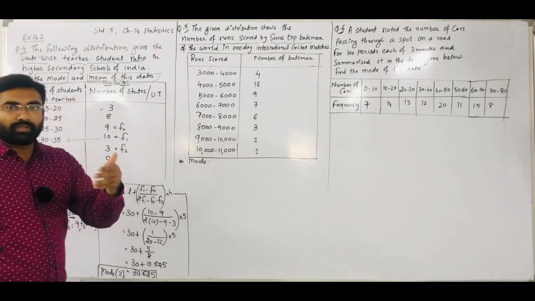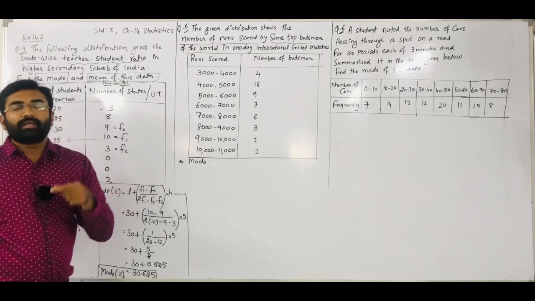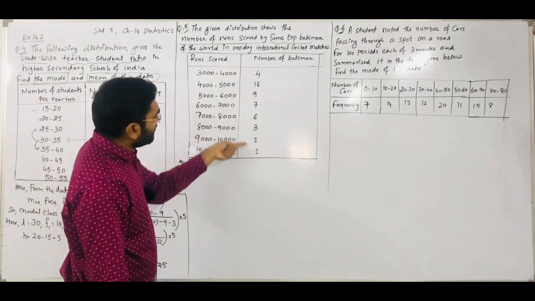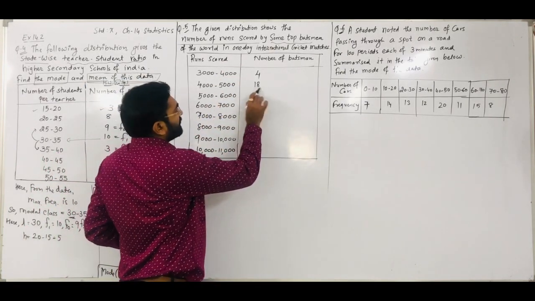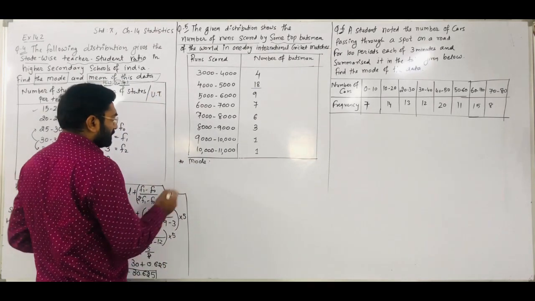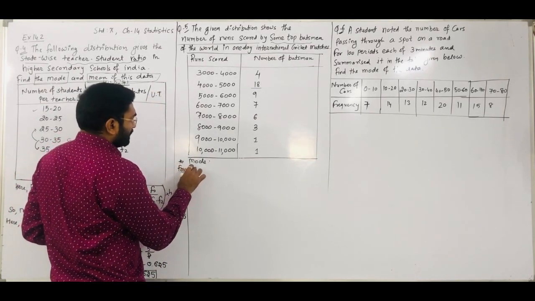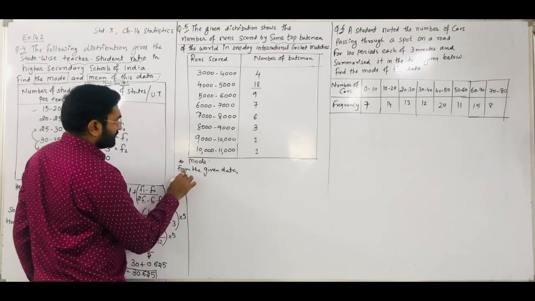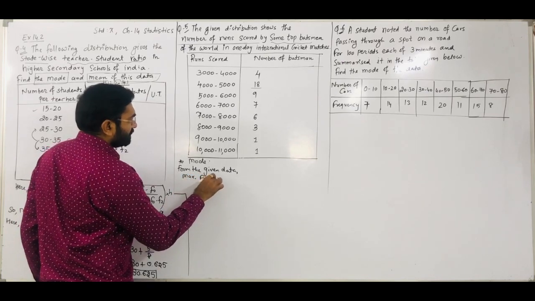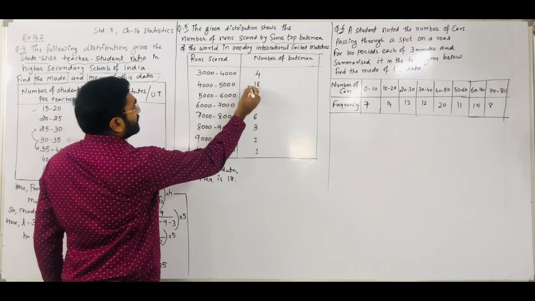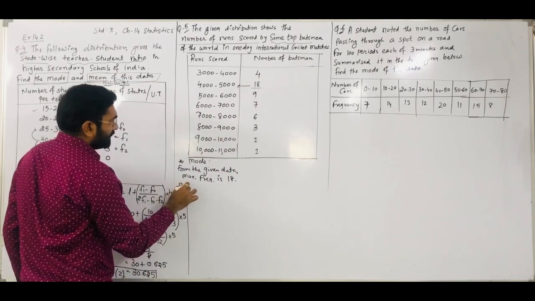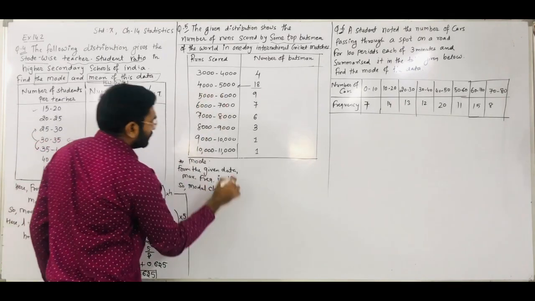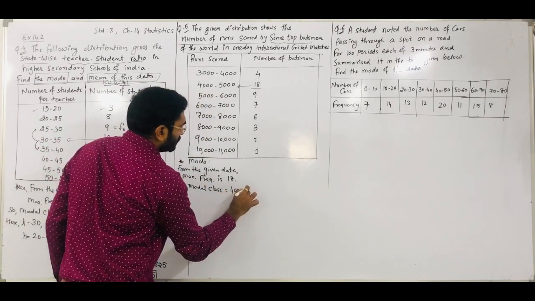First of all we have to find the modal class, and we can decide the modal class from the maximum frequency, or the greatest frequency. So the greatest frequency is 18. From the given data, the maximum frequency is 18, so its corresponding class, the modal class, is 4,000 to 5,000.